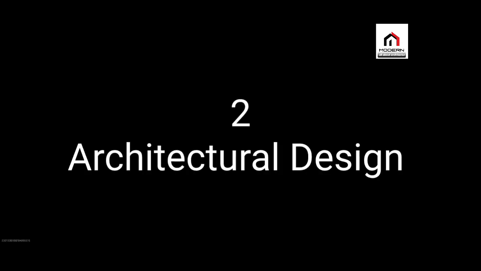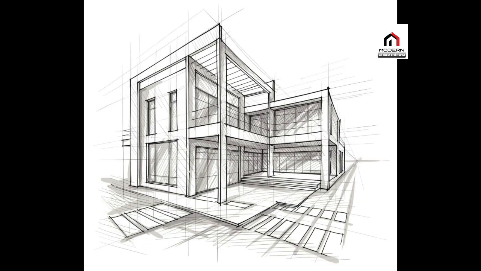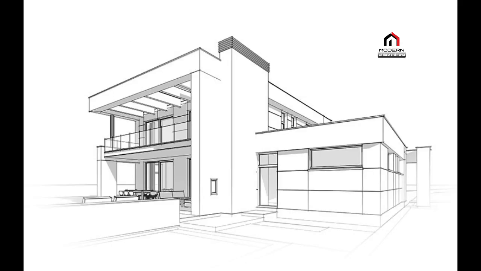2. Architectural design. Spatial planning: organizing spaces within the structure for optimal flow and functionality. Aesthetics: developing a visual identity for the building, considering style and form. Sustainability: integrating eco-friendly practices and materials for energy efficiency.